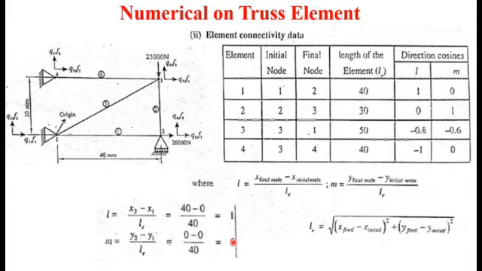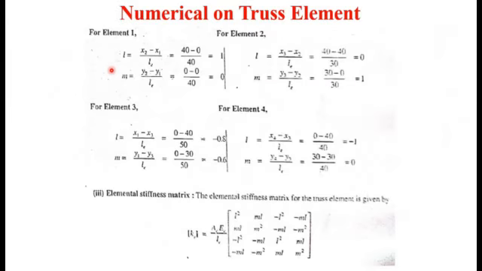In the same way we can calculate these direction cosines L and M for the second element, third element and fourth element. So for the second element, direction cosine values L and M are 0 and 1. For the third element they are minus 0.8 and 0.6. Similarly for the fourth element, L is equal to minus 1 and M is equal to 0.